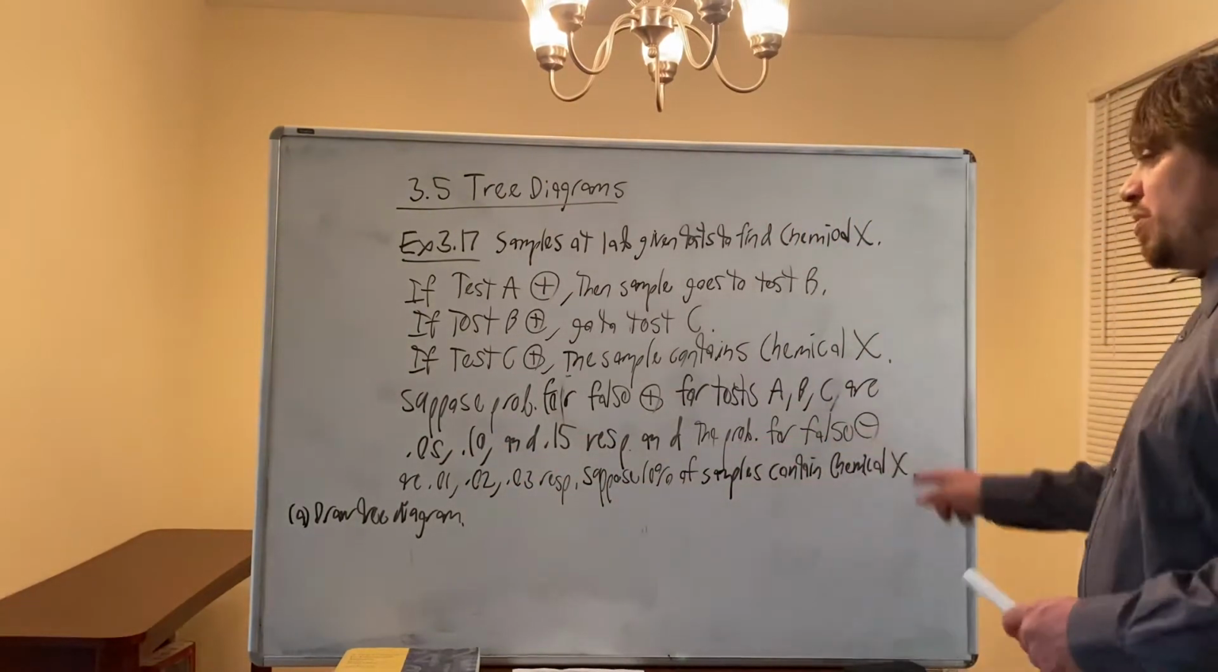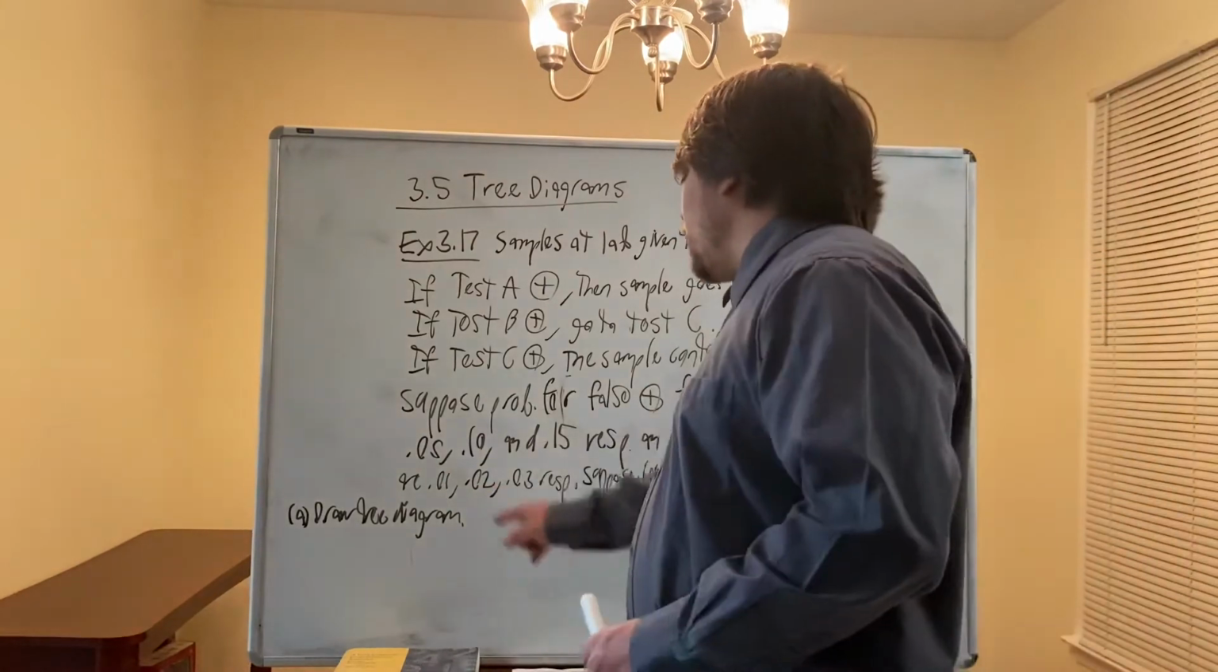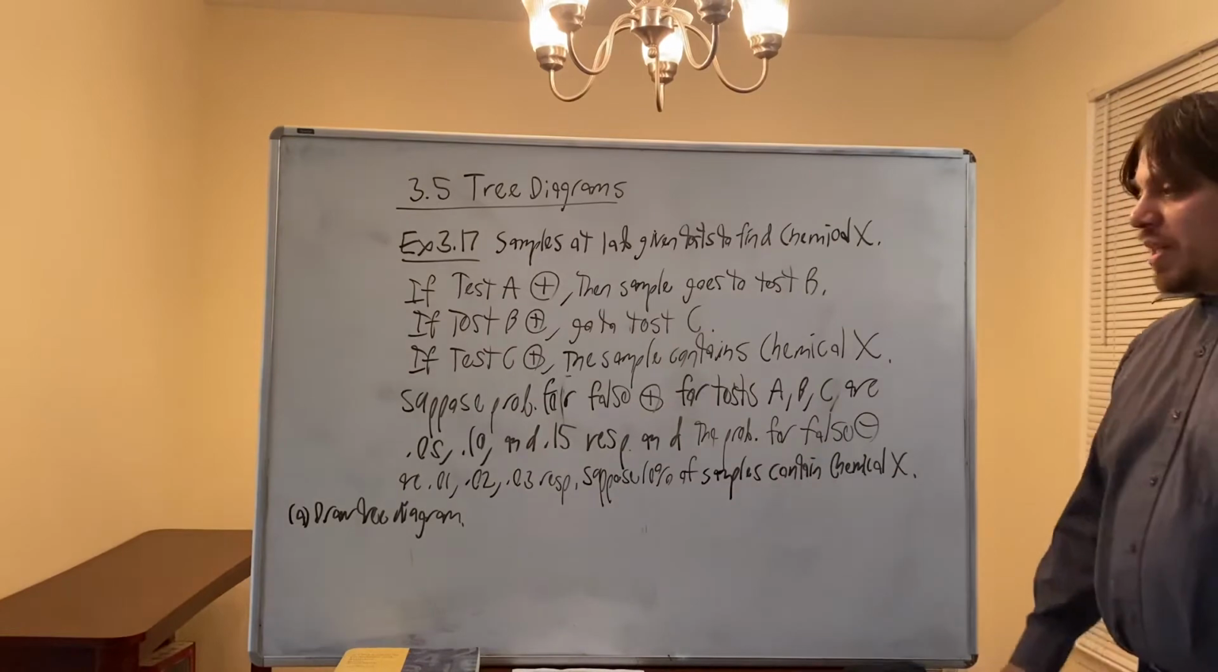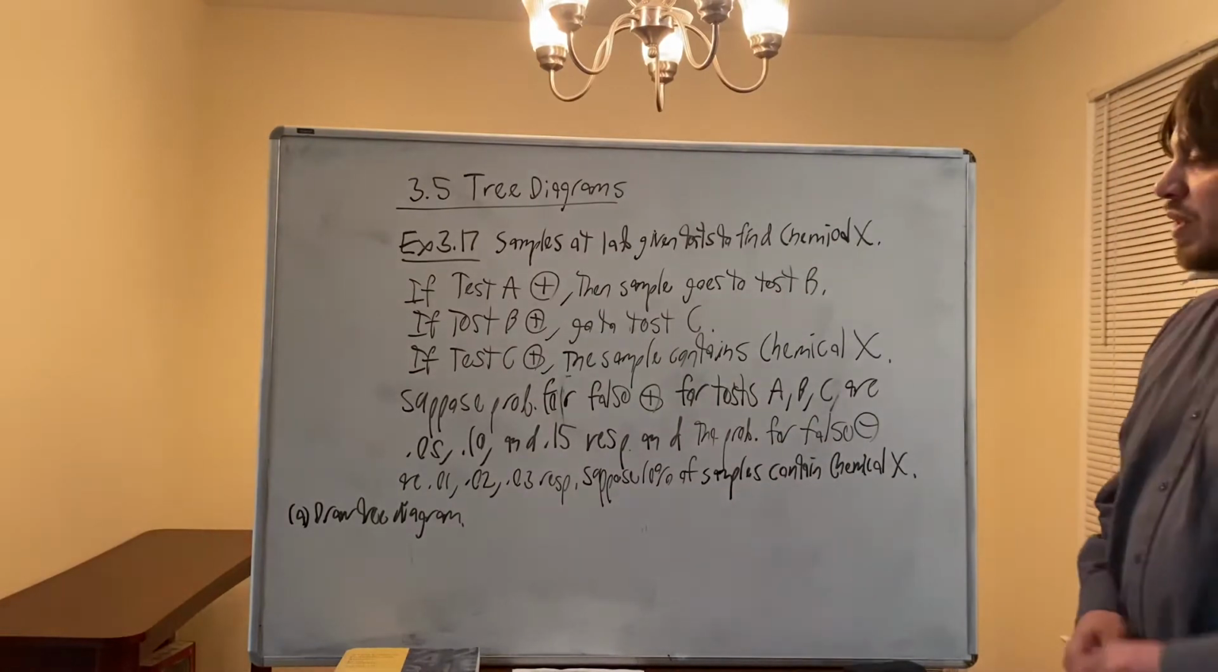And the probabilities for a false negative are 0.01, 0.02, and 0.03 respectively. Suppose 10% of the samples contain chemical X. And so draw a tree diagram for this situation.